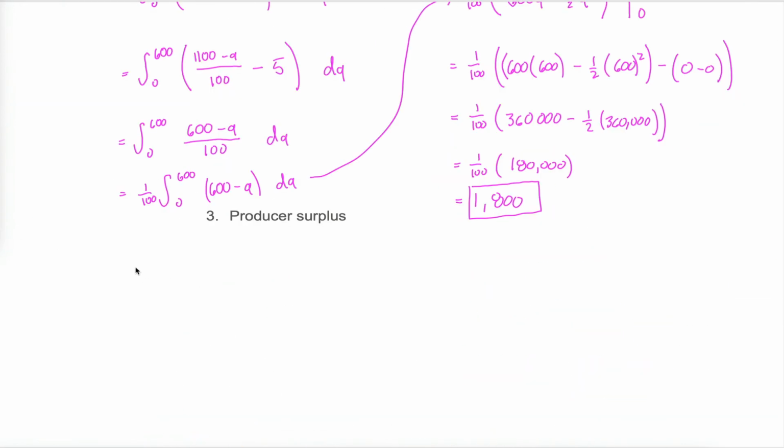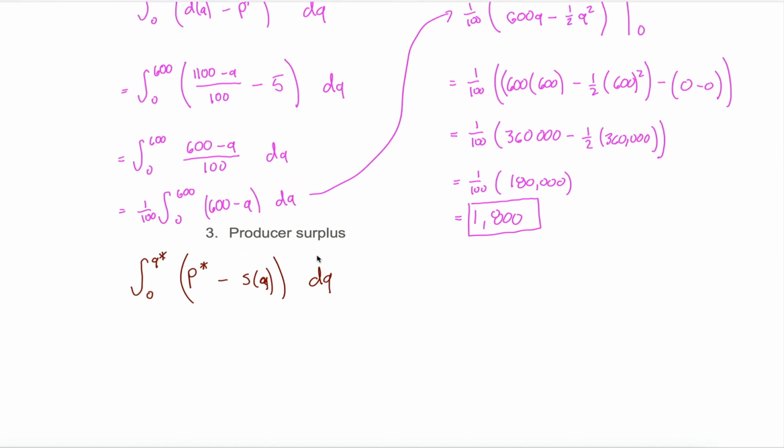So we're again going to be evaluating a definite integral, and it's still going to go from 0 to Q star. But now we want to start out with that green box, the area underneath the constant P star, and subtract from that the supply curve S of Q. We're evaluating a definite integral, so we tack on the dq at the end. This integral will give us our producer surplus.